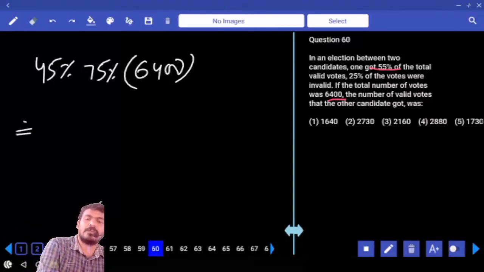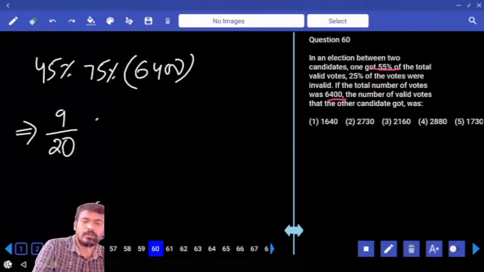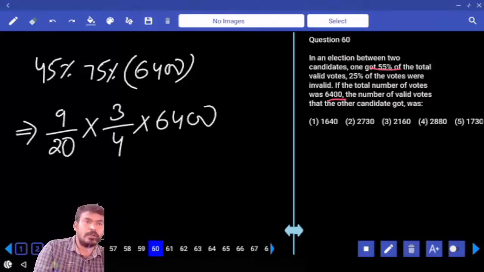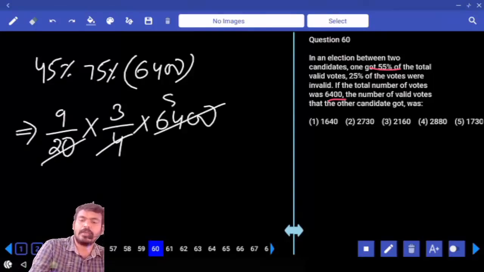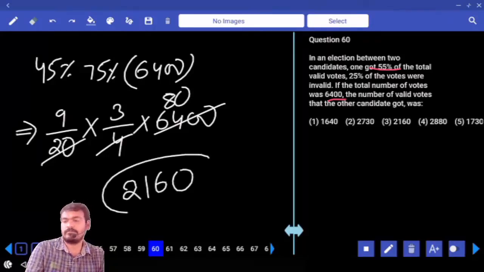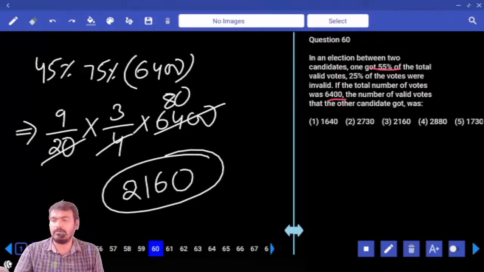Then answer 45% of 75% of which one? 6,400 or not? 45% means it is 9 by 20 or not? 9 by 20. 75% means it is 3 by 4 or not? Into how much value? 6,400. 20 into 4 means 80. 80 how many times? 80 times or not? Then answer 2160 or not? Ending with 60.